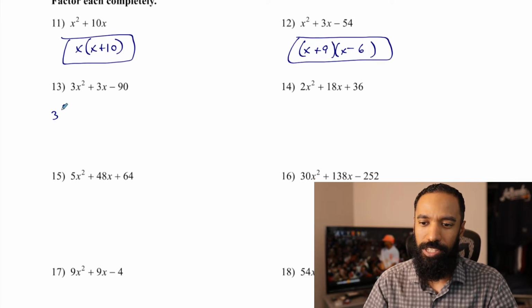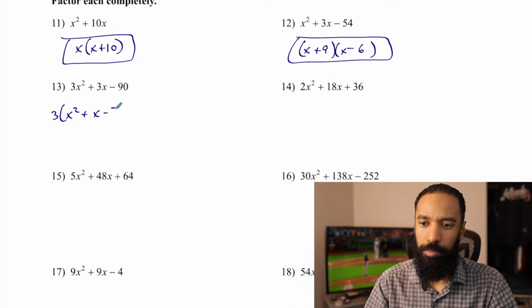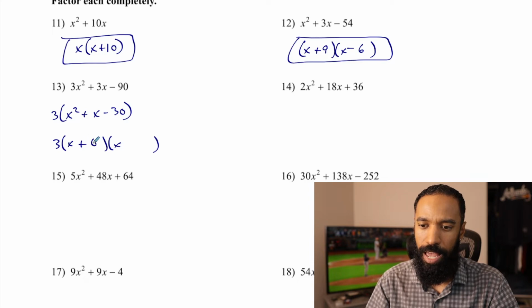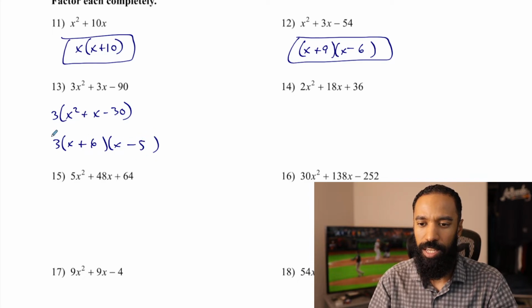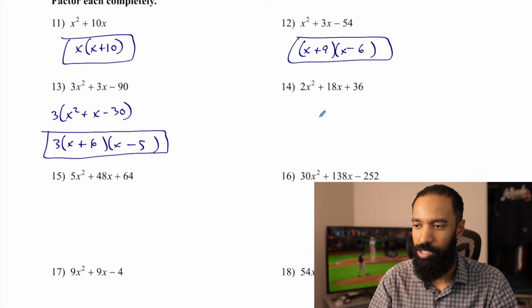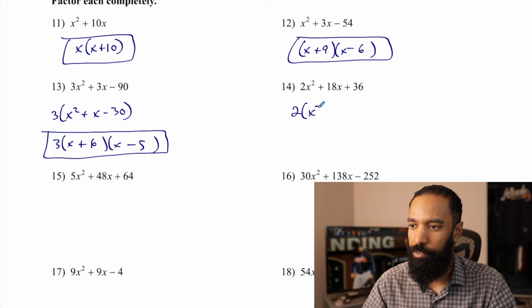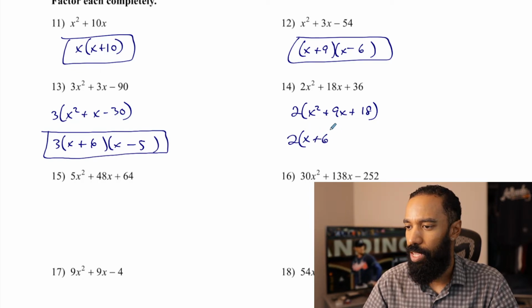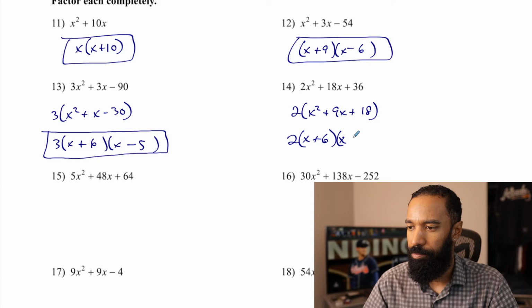GCF of 3 exists in number 13 there. You get x squared plus x minus 30. Now we find two numbers that multiply to negative 30 and add to positive 1. That's 6 and negative 5. Remember that 3 stays on the outside. GCF of 2 right here. Find two numbers that multiply to 18 and add to 9. That's 6 and 3.